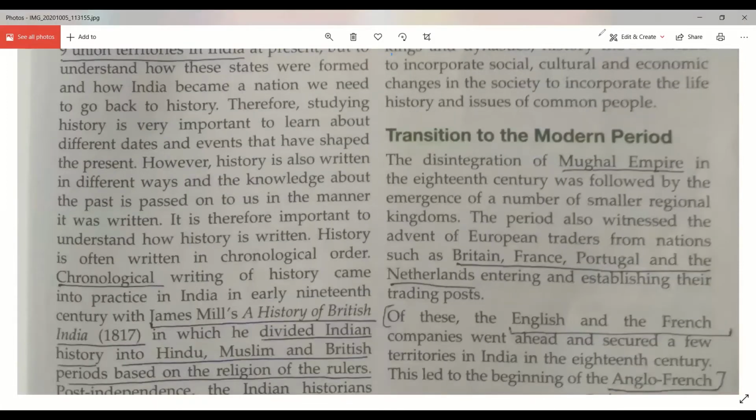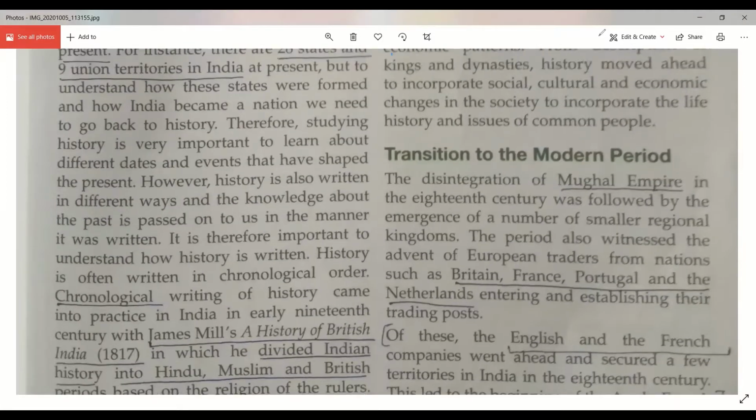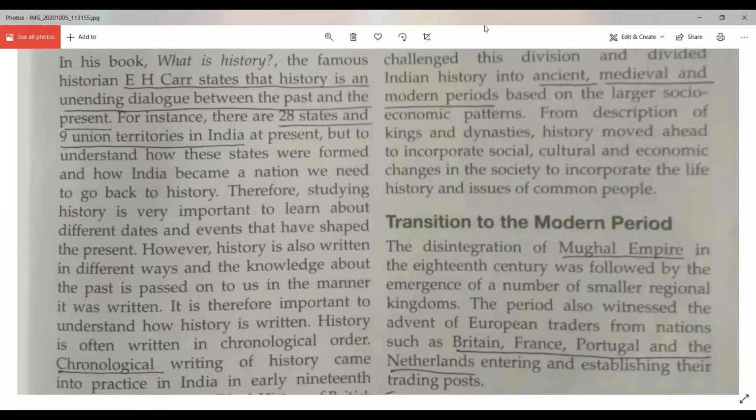Let me just give you an example about why we need to know history. I was telling you that we have 28 states and 9 union territories right now in our country, India. But did we really have 28 states and 9 union territories before also? How will we know this? What happened 50 years or 100 years ago? To know this, we need to know history.